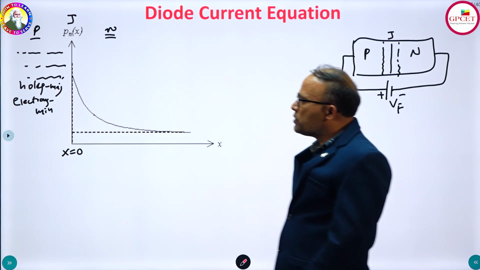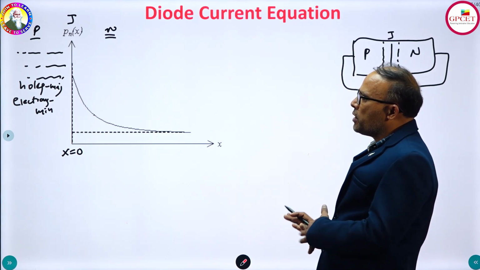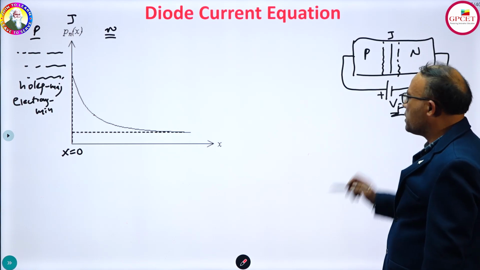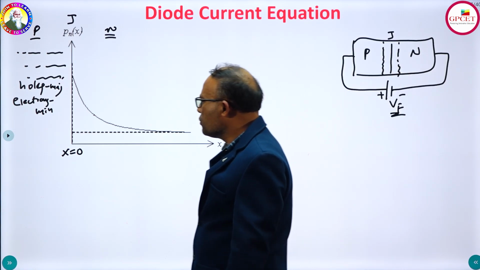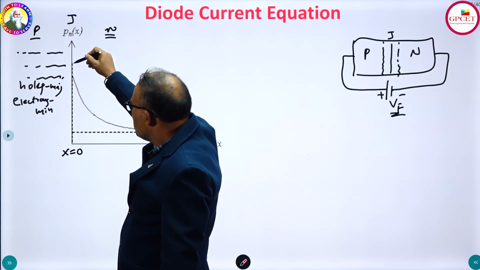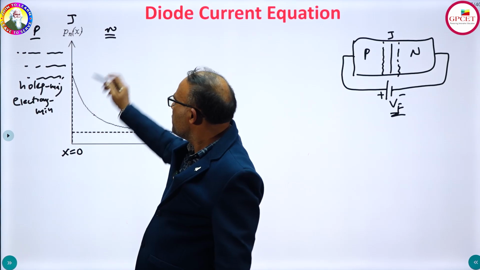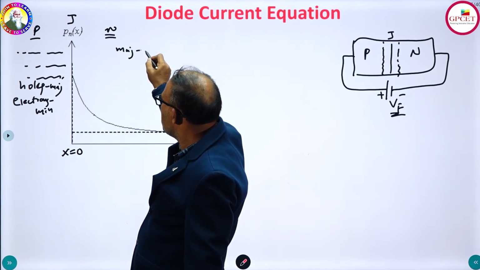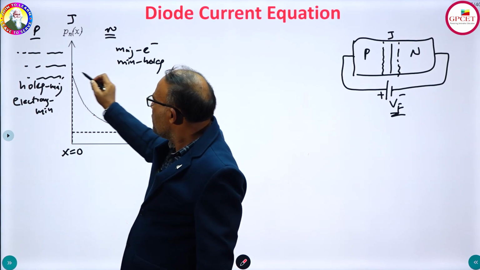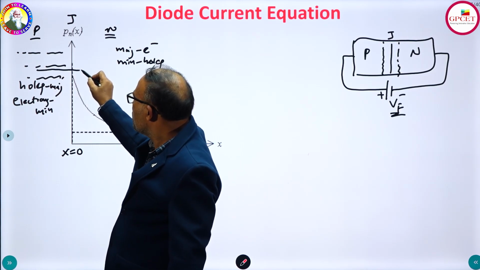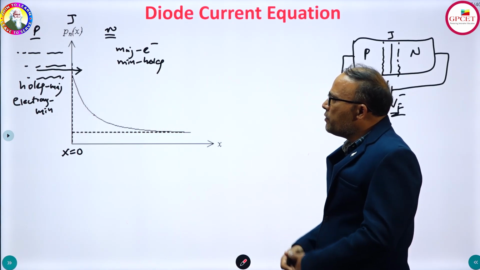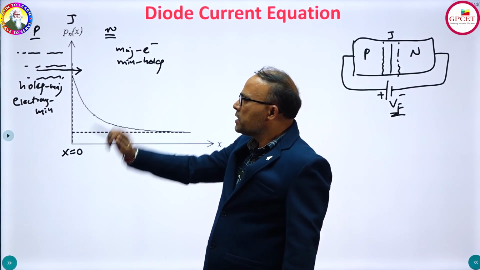All these holes try to move from p type to n type by applying an external potential, which is nothing but the forward voltage Vf. As holes move from this point to this point, they gradually enter the n-type semiconductor, where the majority charge carriers are electrons and the minority charge carriers are holes. So all holes will move and cross the junction, and then they slowly recombine with the electrons present in the n-type semiconductor.